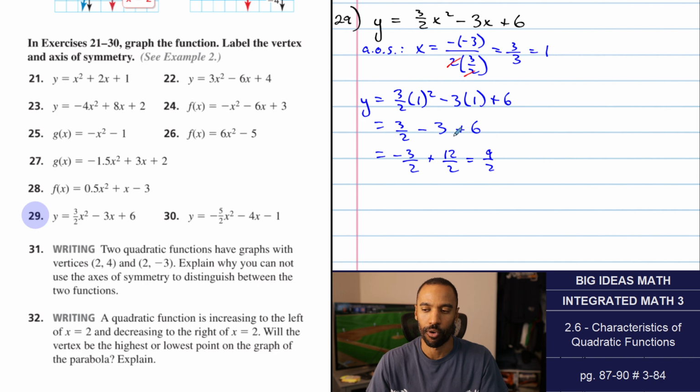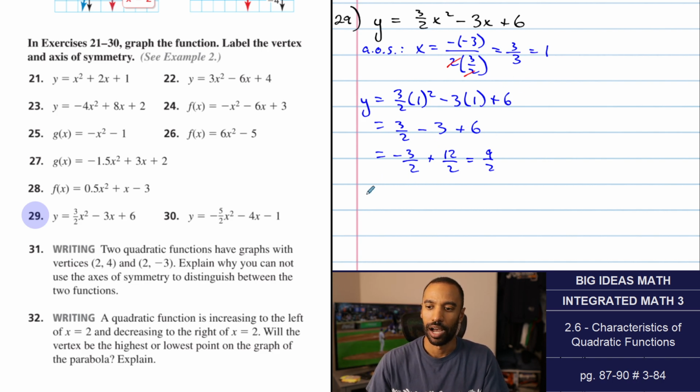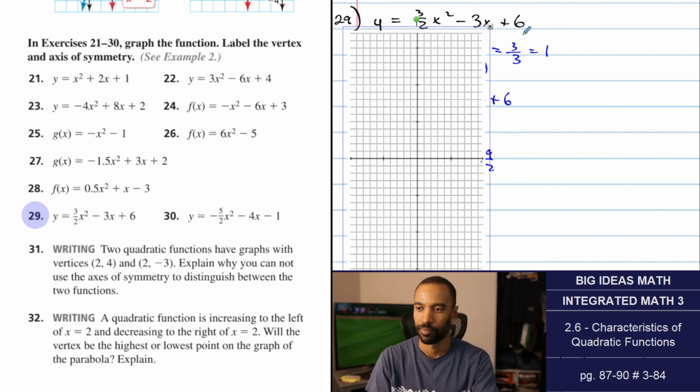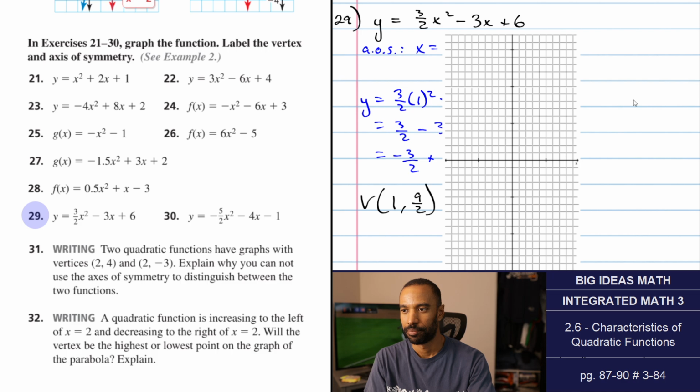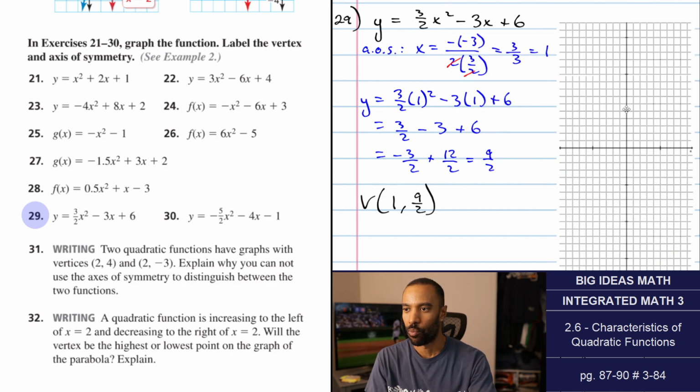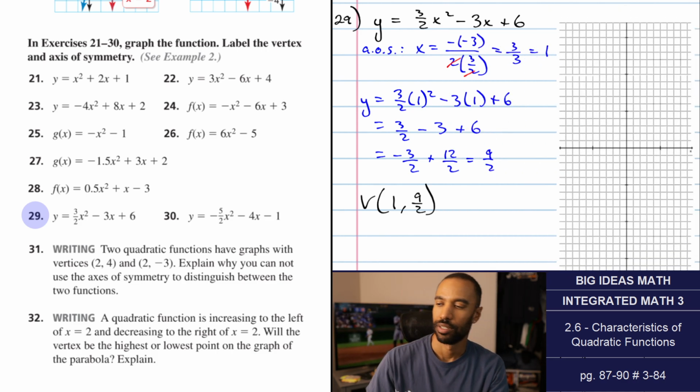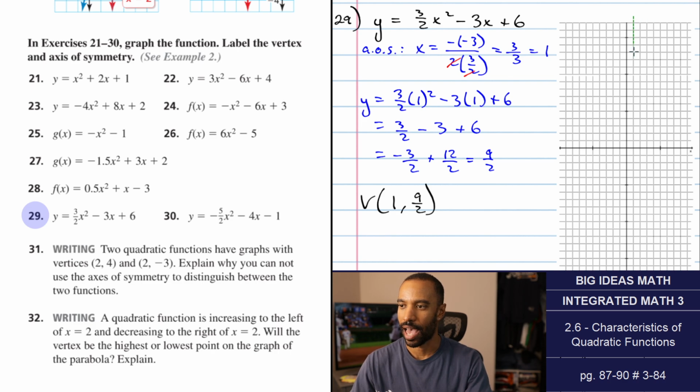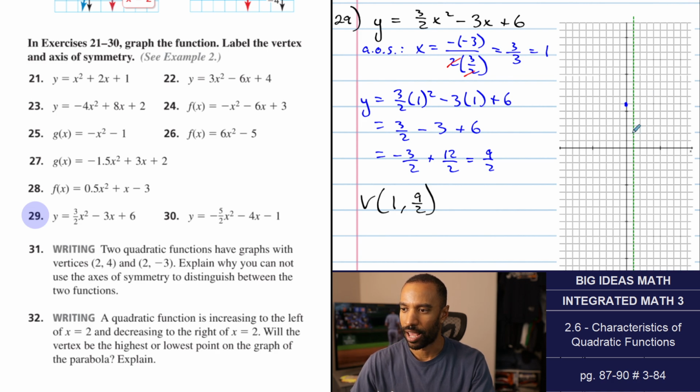And 9 halves is 4.5 for the lesser informed. So you got 1 comma 9 halves. I'll stick with fraction form, but that's 4.5. Okay. Now your y-intercept is 6, and this is x equals 1, the axis of symmetry. Again, y-intercept of 6. 9 halves is 4.5.